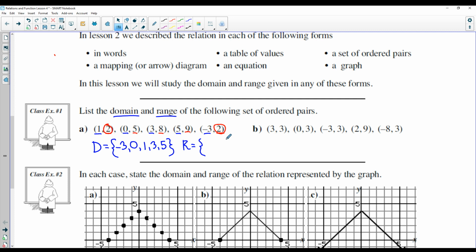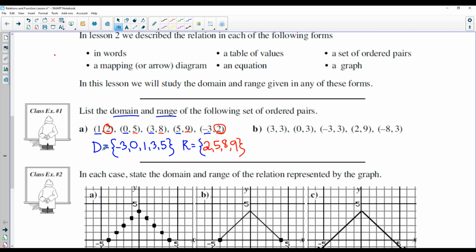So we do not need to write down 2 separate times. We just write it down a single time. So you write down 2. Then what's the next biggest number? Actually, the next biggest y value would be a 5. And the next biggest y value would be an 8. And the next biggest y value would be a 9.